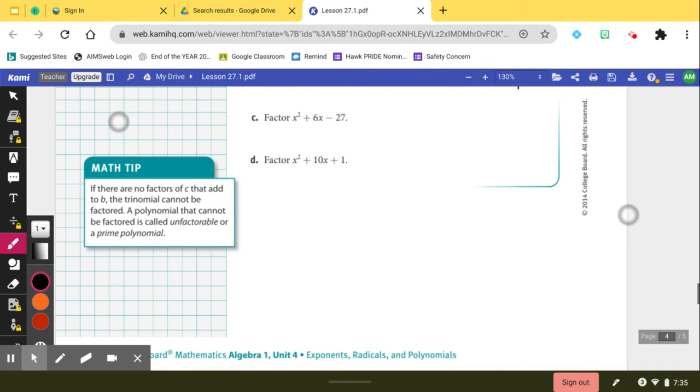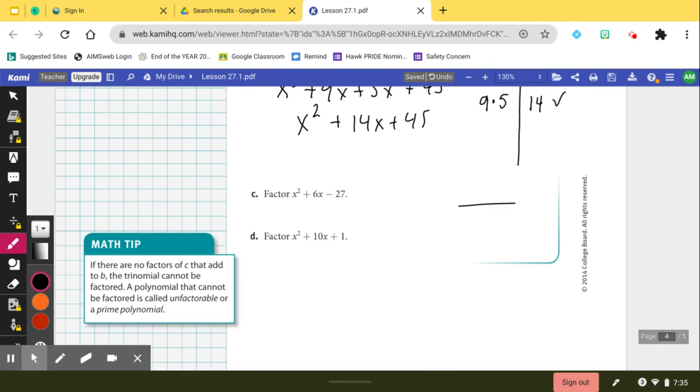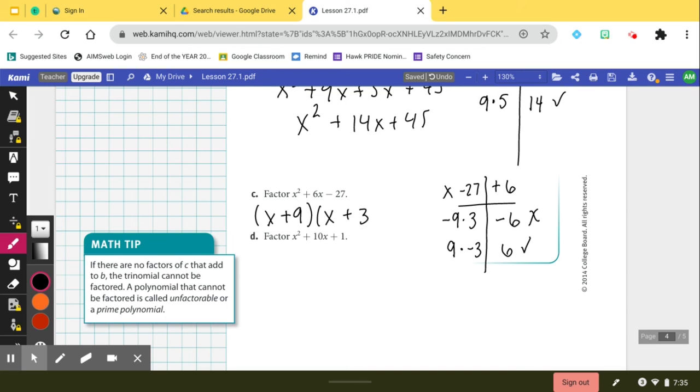Okay, let's do the same thing with C. So we need two numbers that multiply together to be negative 27 and add together to be 6. So just thinking of factors of negative 27, we have negative 9 times 3. When I add those together, I get negative 6, so that doesn't work. So what if I switch the negatives? So 9 times negative 3. That multiplies together to be negative 27, and it adds together to be 6. So those are my two last terms of my binomials. So we have x plus 9, and then x, not plus 3, minus 3.